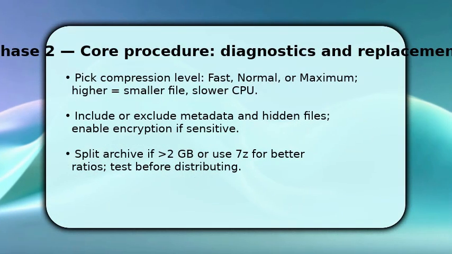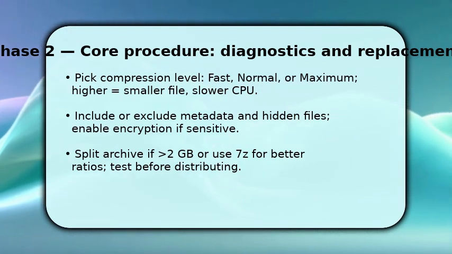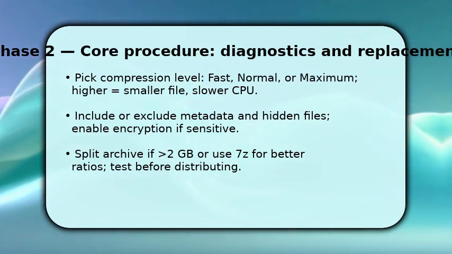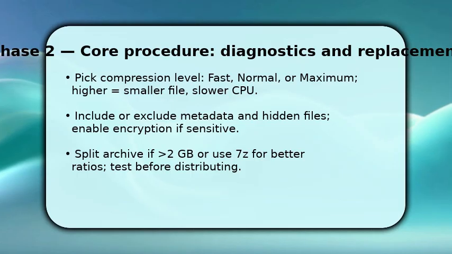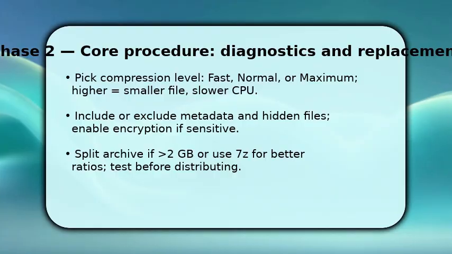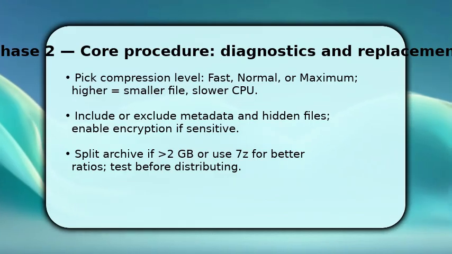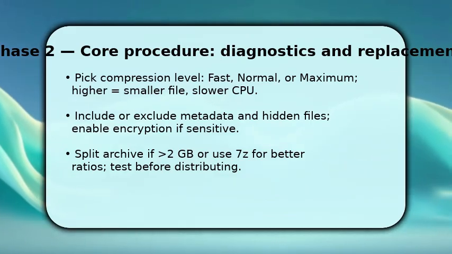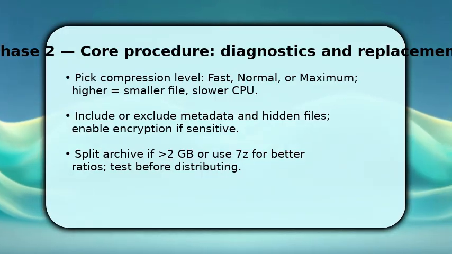You now decide the compression trade-offs. Choose a higher compression level for smaller output, but expect longer processing time and more CPU use. Once set, consider excluding cache or temp files to avoid bloat and enable password-based encryption if the content is private. If the archive is large, split it into parts or use a format like 7Z for better ratios. Make sure to run a quick test extract to verify integrity and confirm the chosen options behaved as expected.